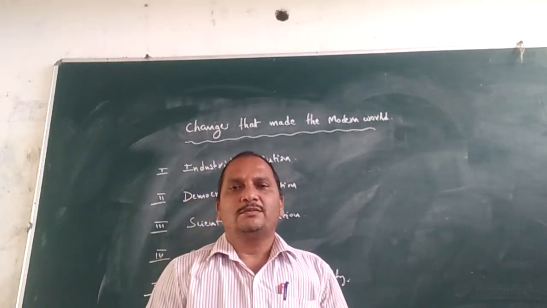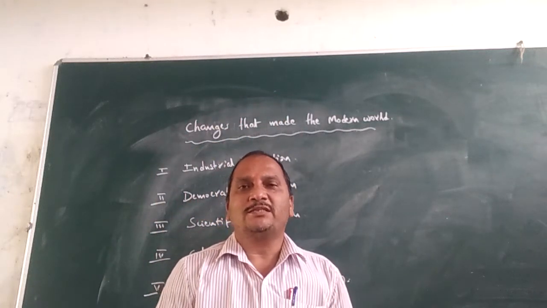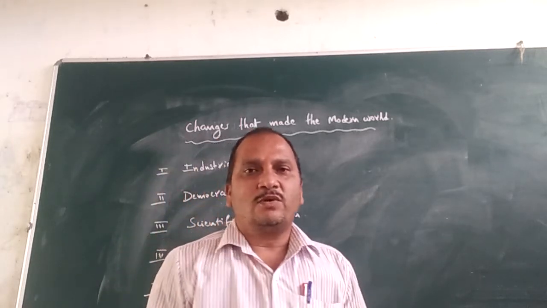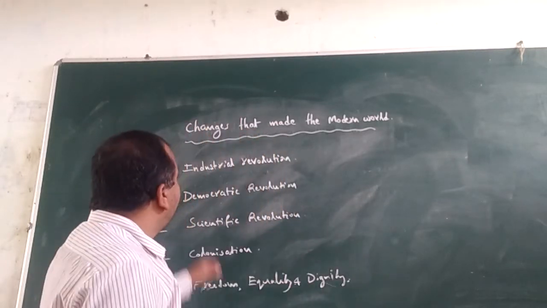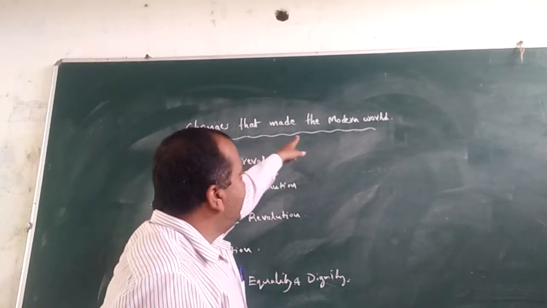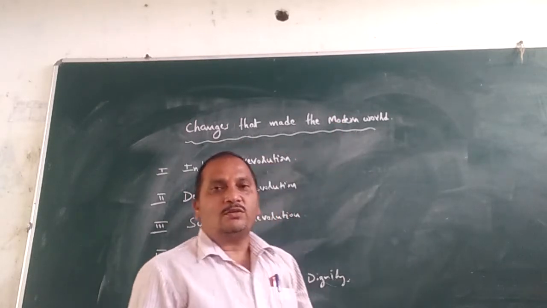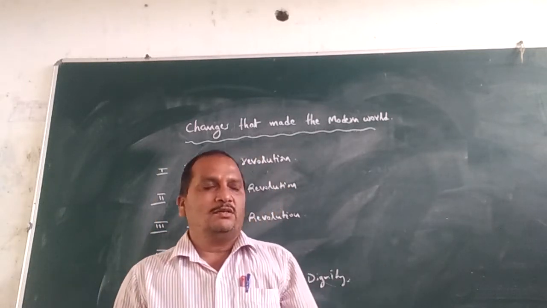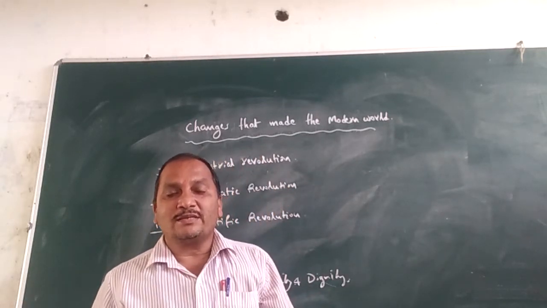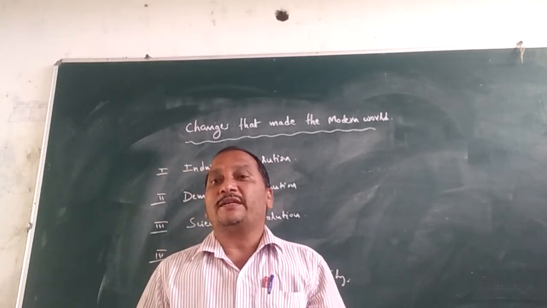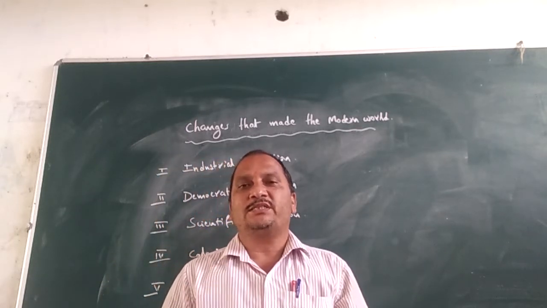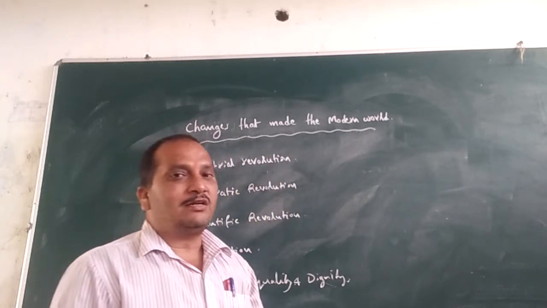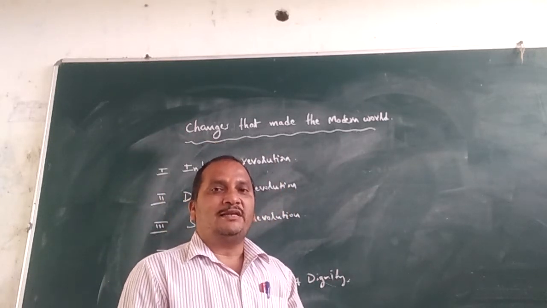Good morning, students. Yesterday we discussed one activity: how to understand the world map. Today we are going to discuss the changes that made the modern world. What were the changes that took place in the modern world? The rapid changes took place around 1450 onwards. A lot of changes took place in the entire world.